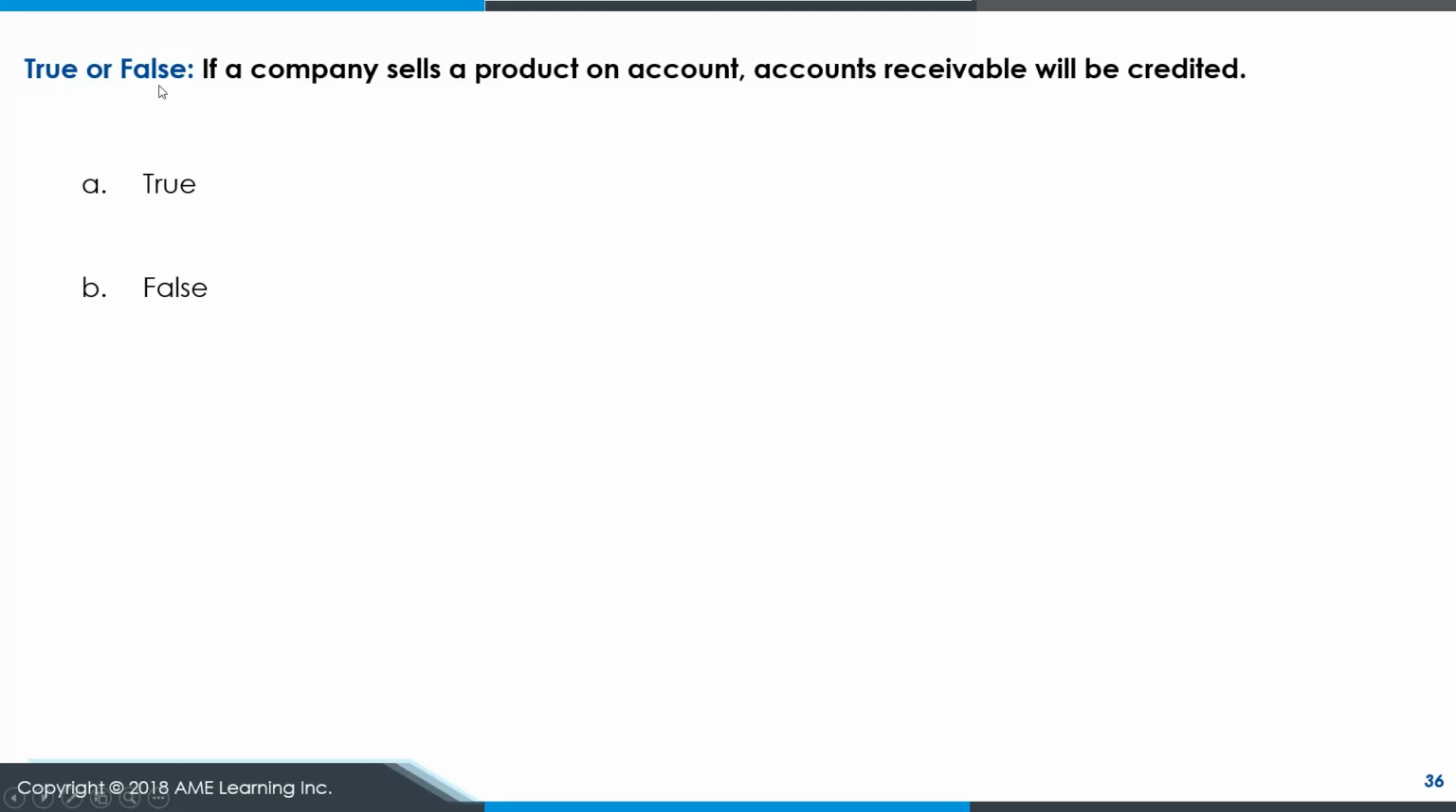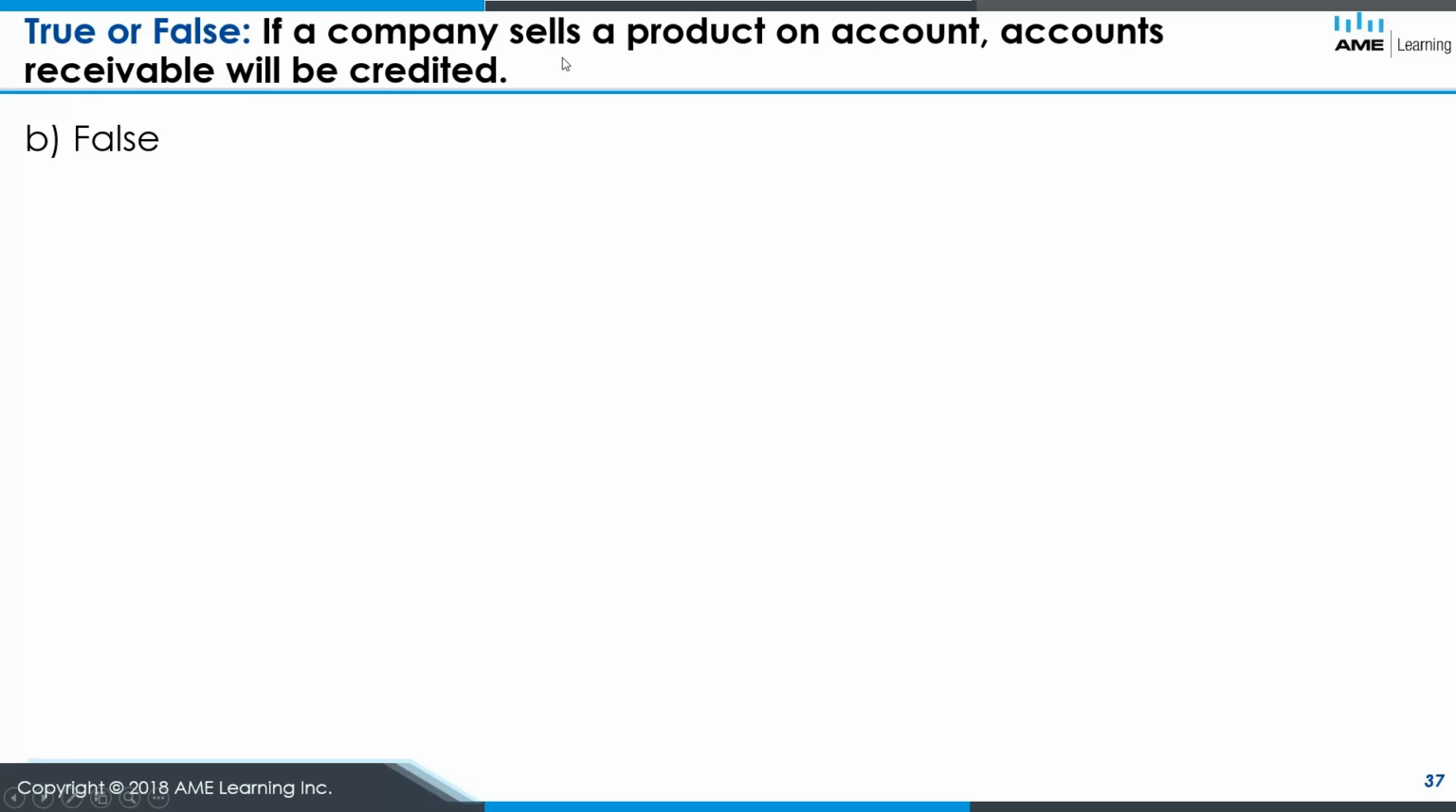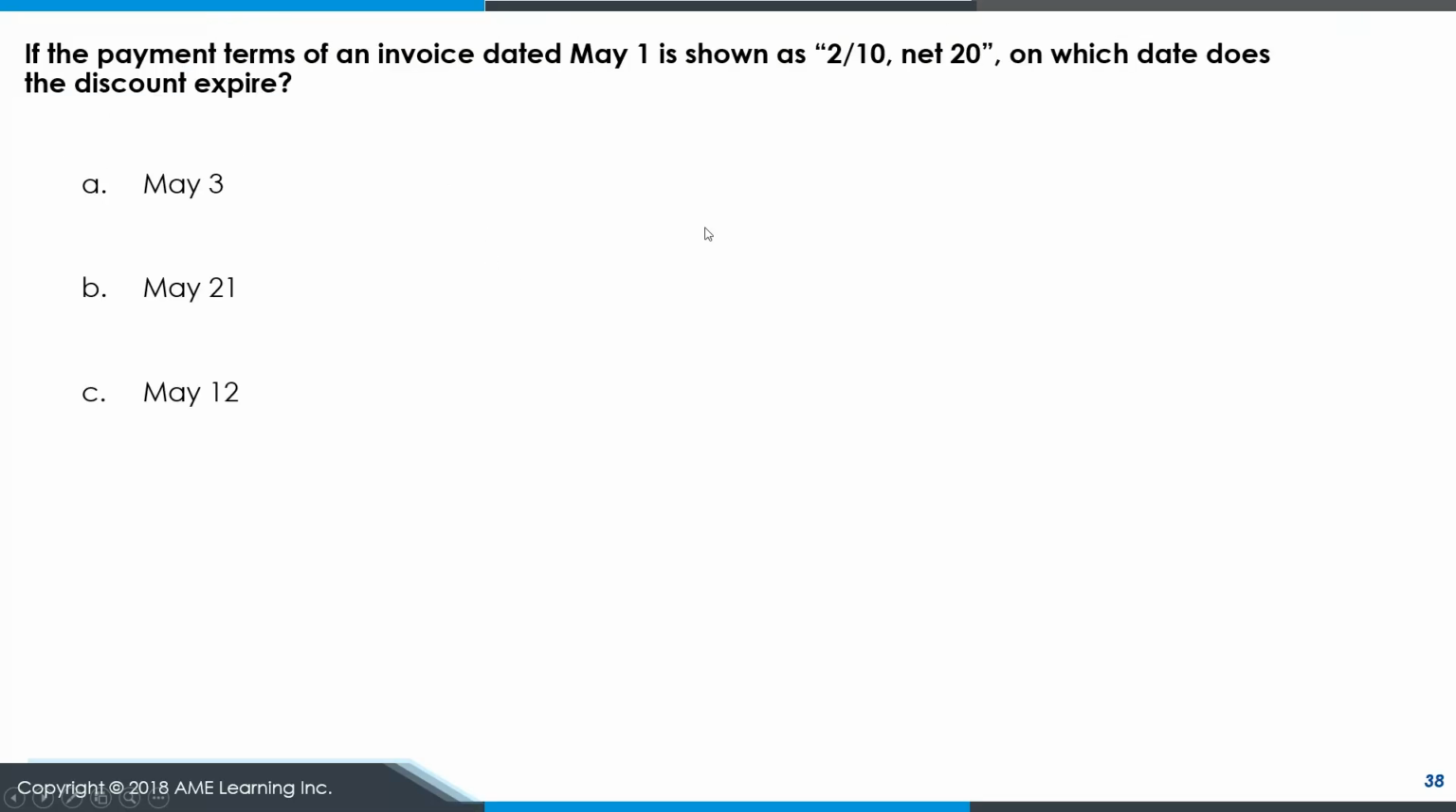Okay, so now we've got a little question here. If a company sells a product on account, accounts receivable will be credited. So remember, when we sell a product, initially accounts receivable is going to be debited to increase it. And then once we receive payment, then it will be credited. So it's false because at the point of sale, it's increased, and it will only be decreased with a credit later when the payment is actually made.